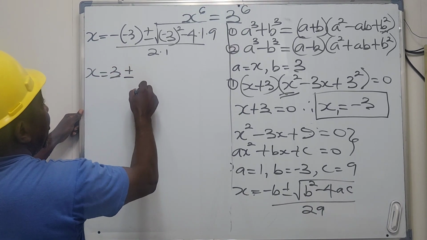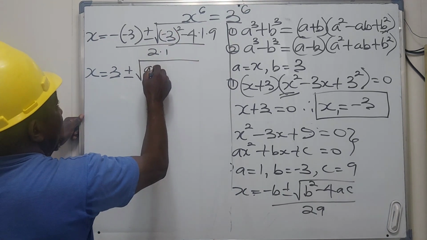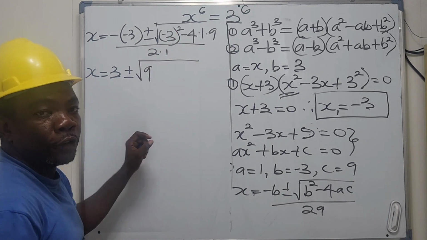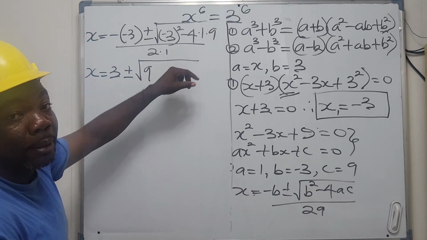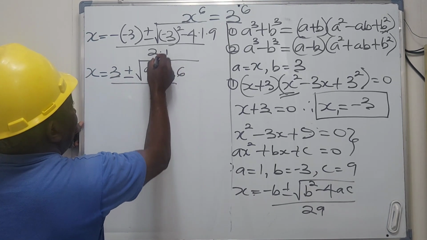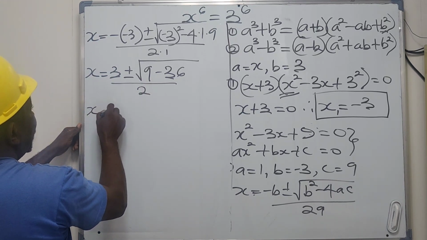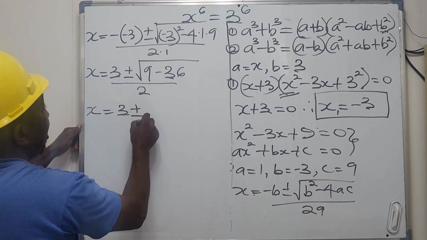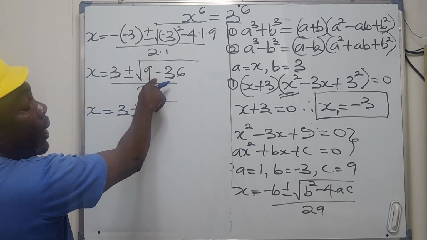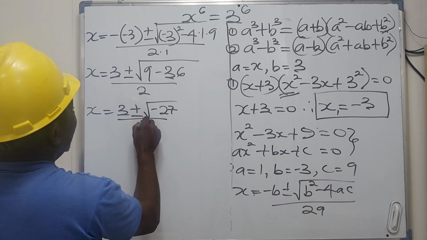We have plus or minus the square root of minus 3 to the power of 2, which gives us 9. Then we have minus 4 times 1 times 9, which gives us minus 36, all over 2 times 1, which is 2. So in this case, we have the value of x equals 3 plus or minus the square root of 9 minus 36, which becomes minus 27, all over 2.